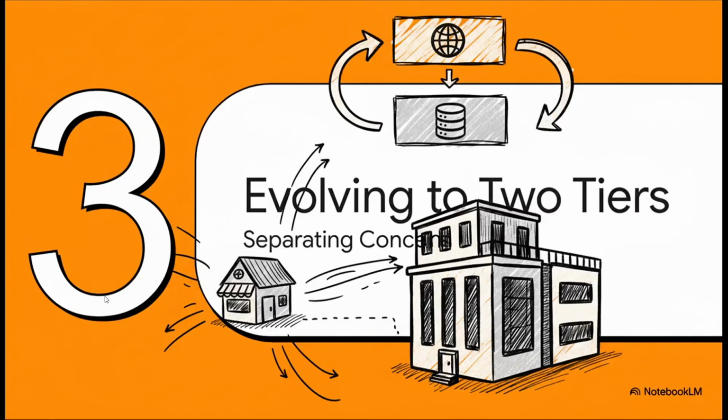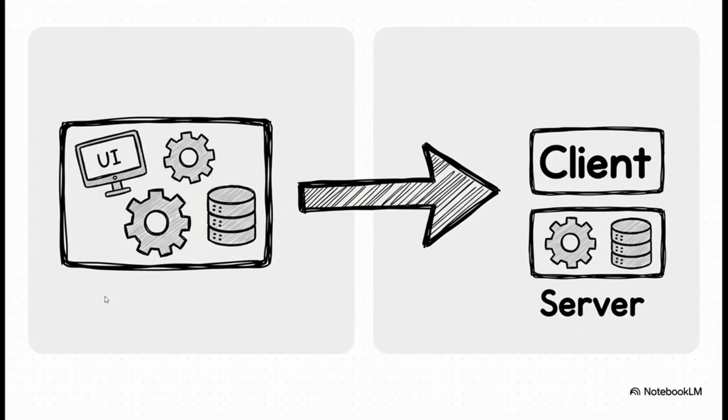But what happens when that little shop starts getting popular? It needs to expand, right? It needs more room. That's when we evolve the architecture to 2 tiers and start splitting things up. And this is a really fundamental shift. We're not keeping everything in that one crowded room anymore. Now, we're splitting the work into two distinct layers. You've got the client, which is what you, the user, interact with, and then you have the server, where all the heavy lifting gets done.